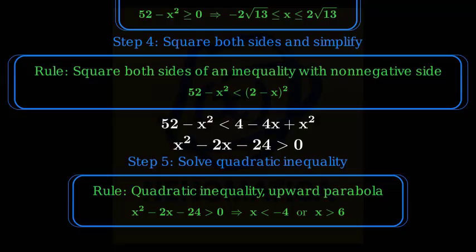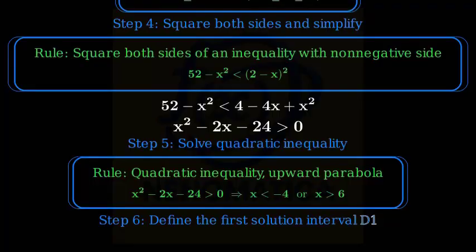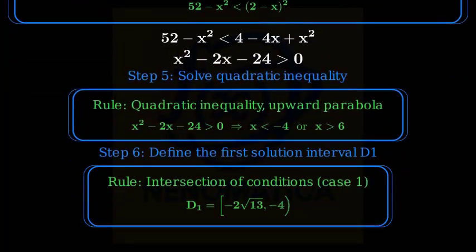The roots are -4 and 6, and the inequality holds outside the roots: x less than -4 or x greater than 6. Step 6. Intersect all conditions from this case: x less than 2, x in the closed interval from -2√13 to 2√13, and x less than -4 or x greater than 6. Only the branch x less than -4 survives, giving D1 equals the interval [-2√13, -4).